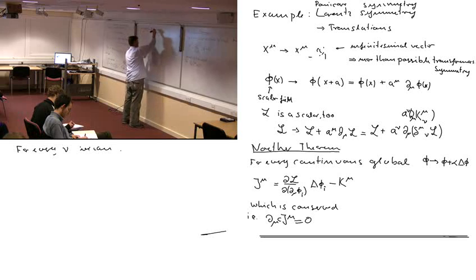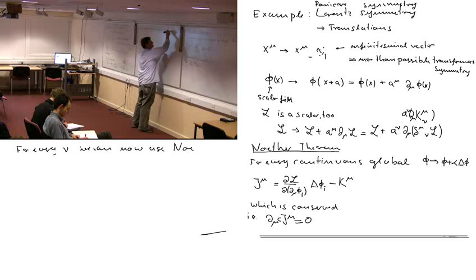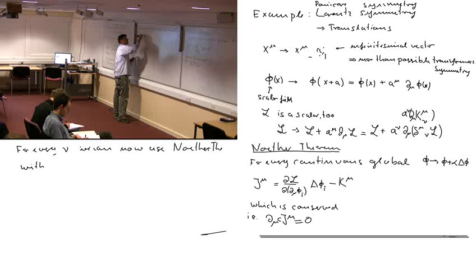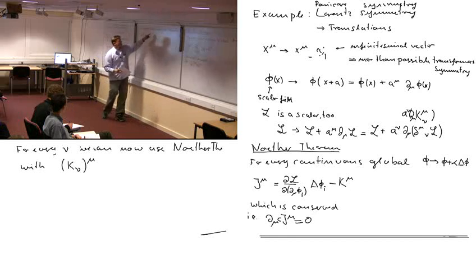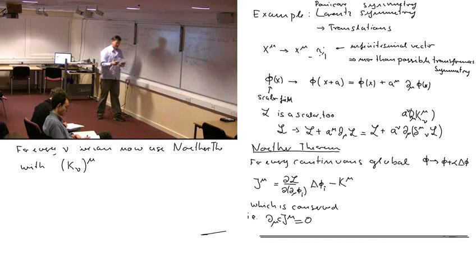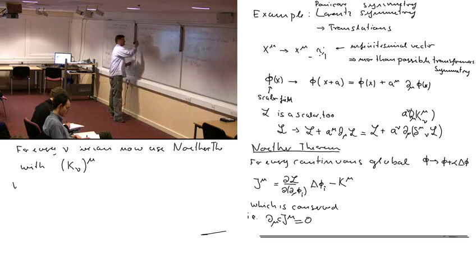So for every nu, we can now use our Noether's theorem with k mu. This is the k mu, but now it really has itself an index nu. Therefore, we now get not just one current, but for each nu, we get a current.